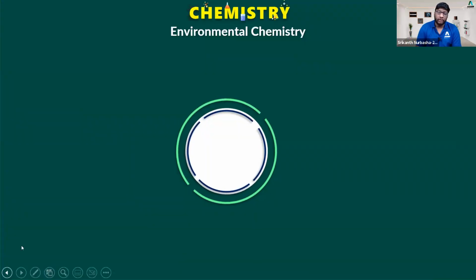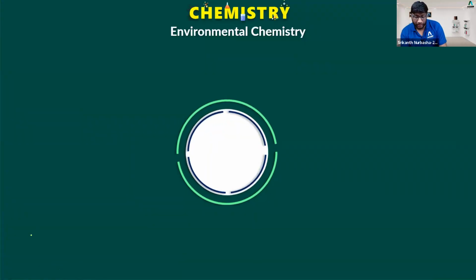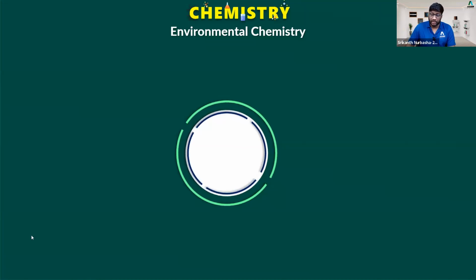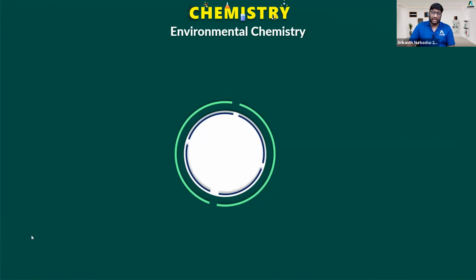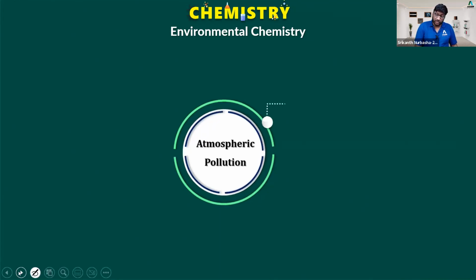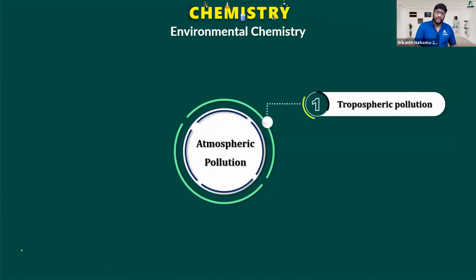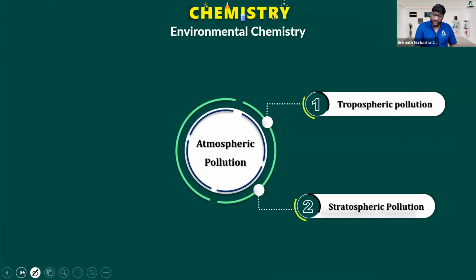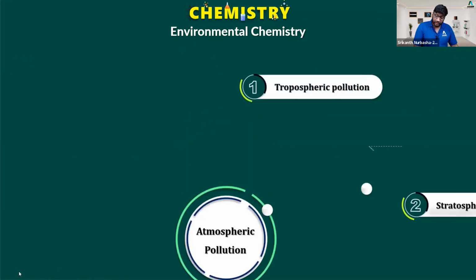Environmental pollution, or atmospheric pollution, we will study with respect to two categories: tropospheric pollution as well as stratospheric pollution. We will first start with tropospheric pollution.